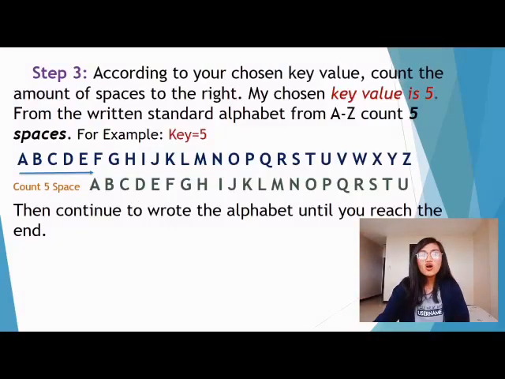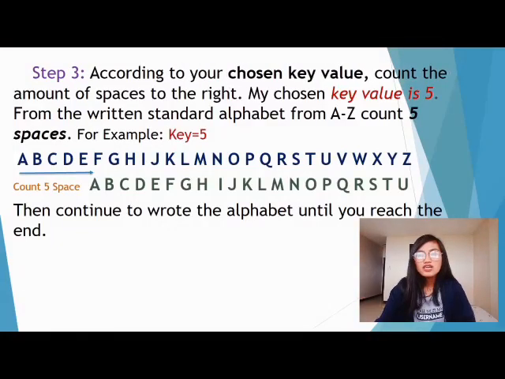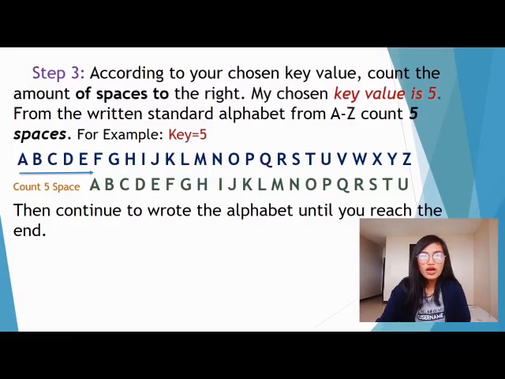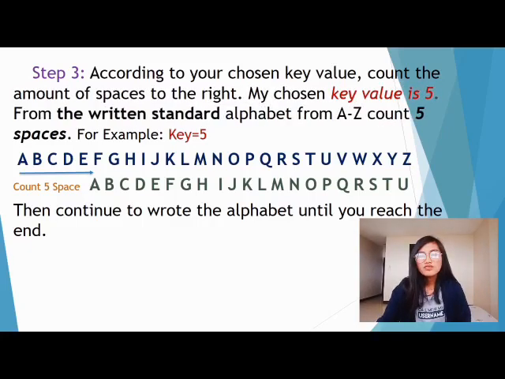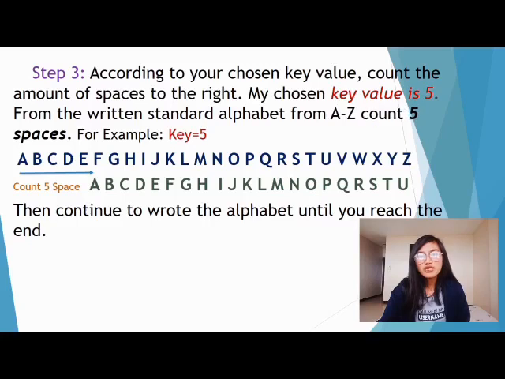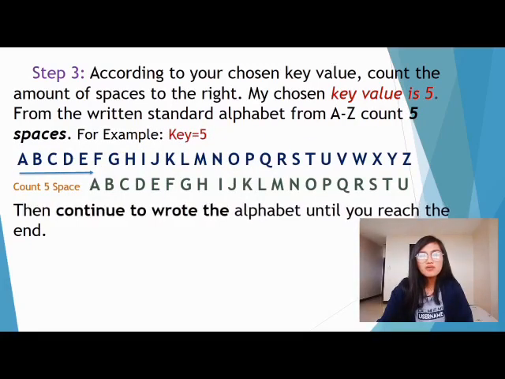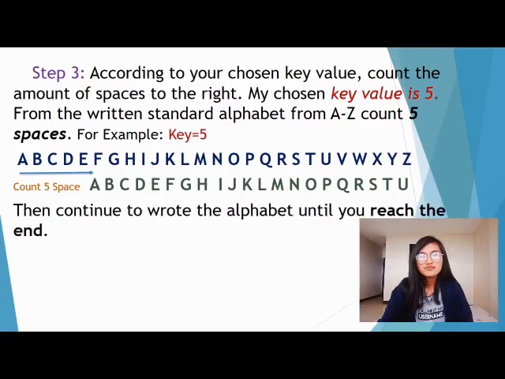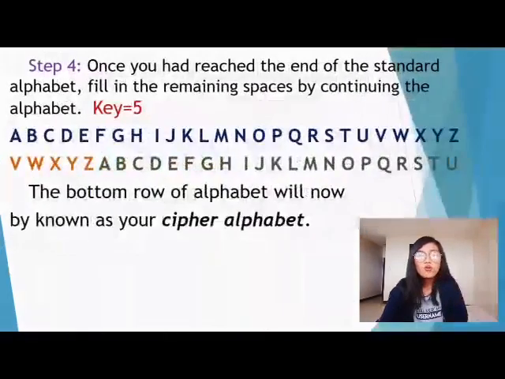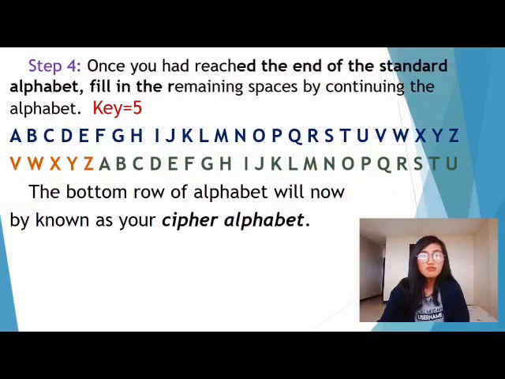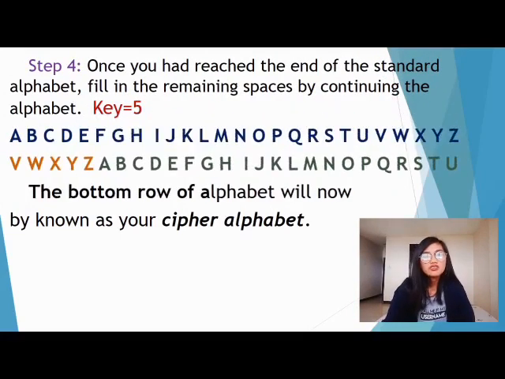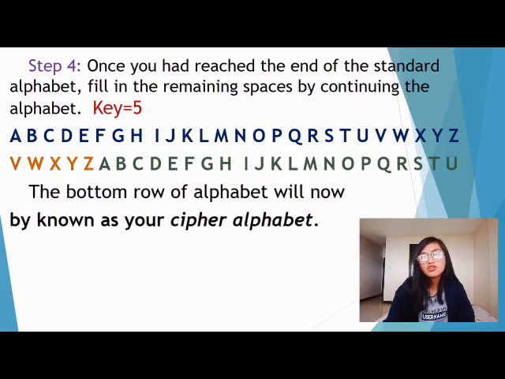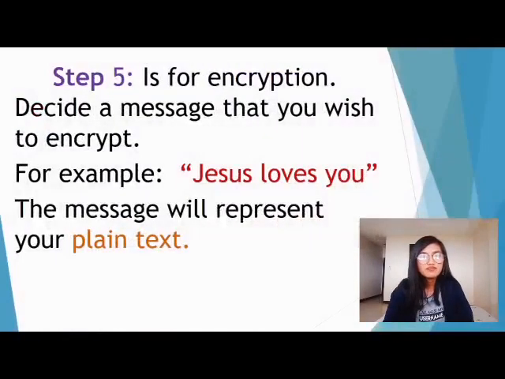Step 3. According to your chosen key value, count the amount of spaces to the right. My chosen key value is 5. From the written standard alphabet from A to Z, count 5 spaces. Then continue to write the alphabet until you reach the end. Step 4. Once you have reached the end of the standard alphabet, fill in the remaining spaces by continuing the alphabet. The bottom row of alphabet will now be known as your cipher alphabet.